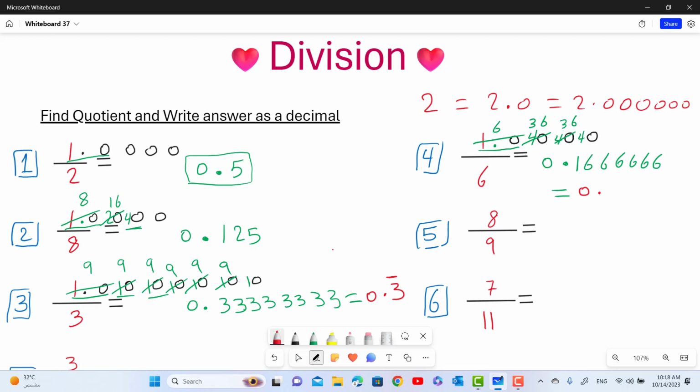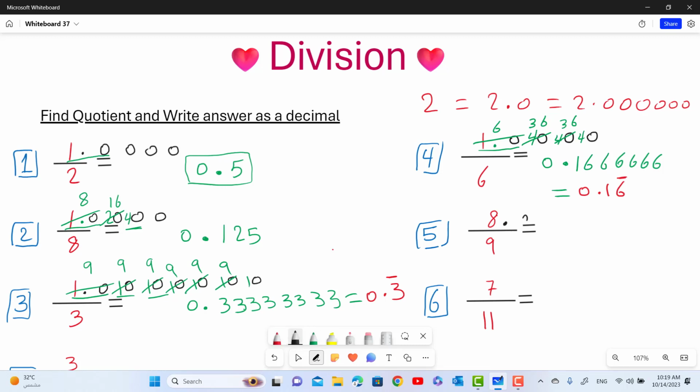0.1 not repeated, I write it the same. 6 only repeated, you put a dash above the 6 only. This means 0.166666, like this. Another one, 8 divided by 9, both the same way.